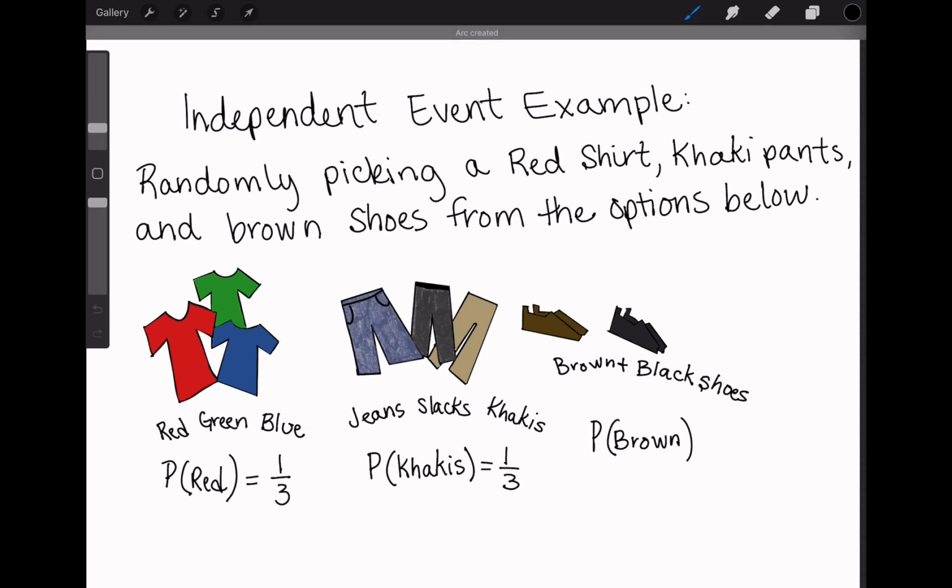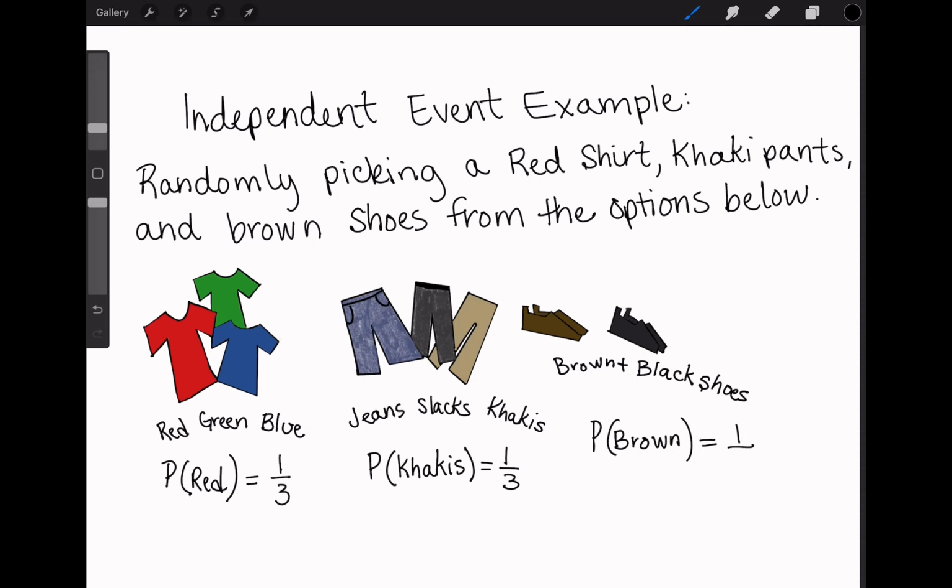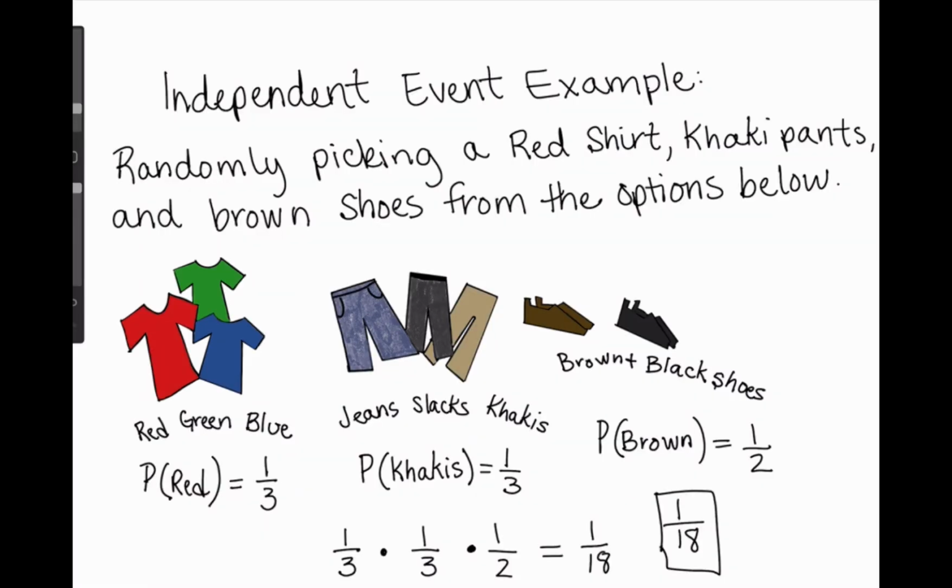Now again, this is just if we were to randomly pick. So we had no clue what we were picking. We were just going in with our eyes closed and selecting. And if I did that, none of these affect one another because they're all different. So I would have 1/3 times 1/3 times 1/2, which equals 1/18. So my independent event would equal 1/18 for picking a red shirt, khaki pants, and brown shoes.